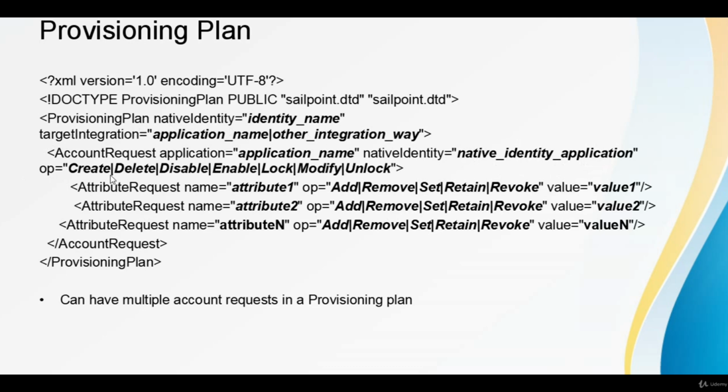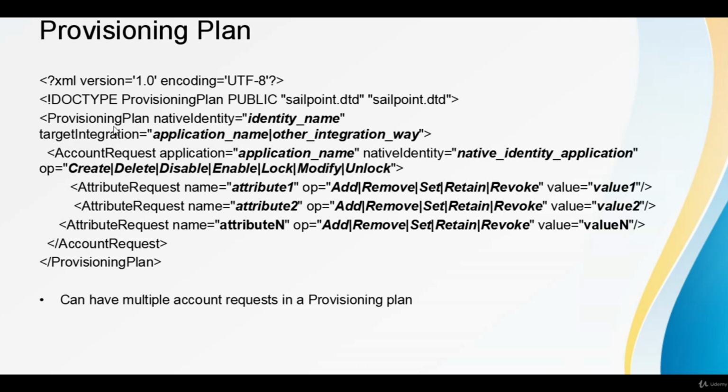Are we trying to create the account, or are we trying to delete, disable, enable, lock, modify or unlock the account, and for doing that operation on that account, what all attributes I need to pass, and do I have to add, remove, set, retain, or revoke the attribute. So this is the provisioning plan which gives you the syntax to modify one account. What if you want to modify more than one account in one go? In that case, you can have multiple account requests inside one provisioning plan.